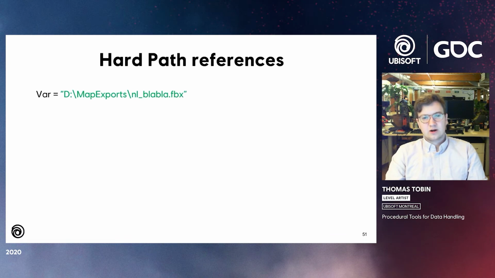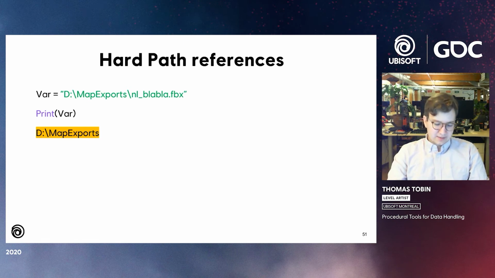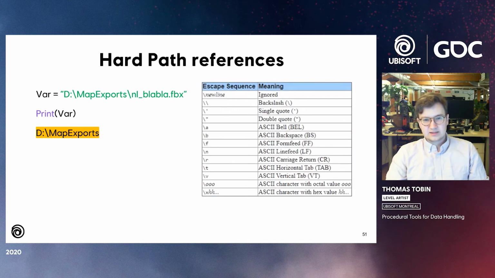The next was hard path references. Now, if you're a programmer, you'll already know what the problem is here. When I printed var, I expected to see the exact string above. However, I was getting map exports. And this is because I was using something I didn't know about at the time, escape symbols. So using backslash n basically ended the string and escaped.